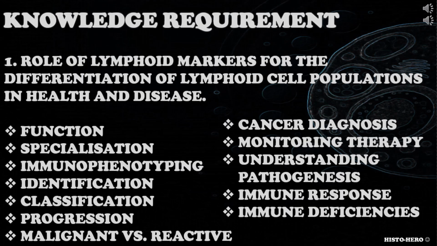The first knowledge requirement is role of lymphoid markers for the differentiation of lymphoid cell populations in health and disease. Candidate needs to have the knowledge and understanding about the role of lymphoid markers. You could ask the candidate to explain what lymphoid markers are, to name the roles they play in lymphoid cells, to list examples of lymphoid markers, to explain their role in health and disease.